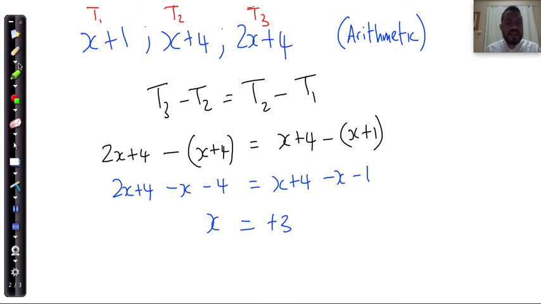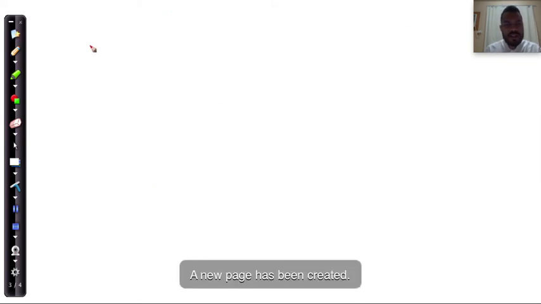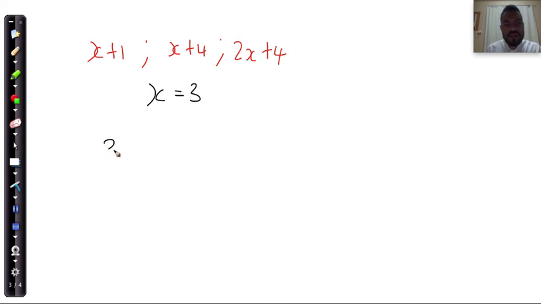Now what you do is you substitute it in to check if the solution is correct. x plus 1, x plus 4, 2x plus 4. So let's just put that over there, x plus 1, x plus 4, and 2x plus 4. Let's substitute in our solution. We found that x is equal to positive 3. If I put in there 3 plus 1, 3 plus 4, and then 2 times 3 plus 4.